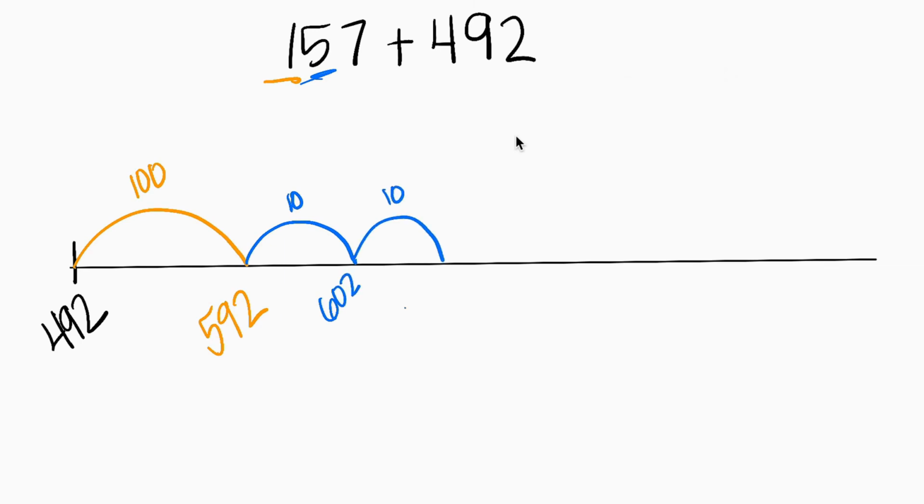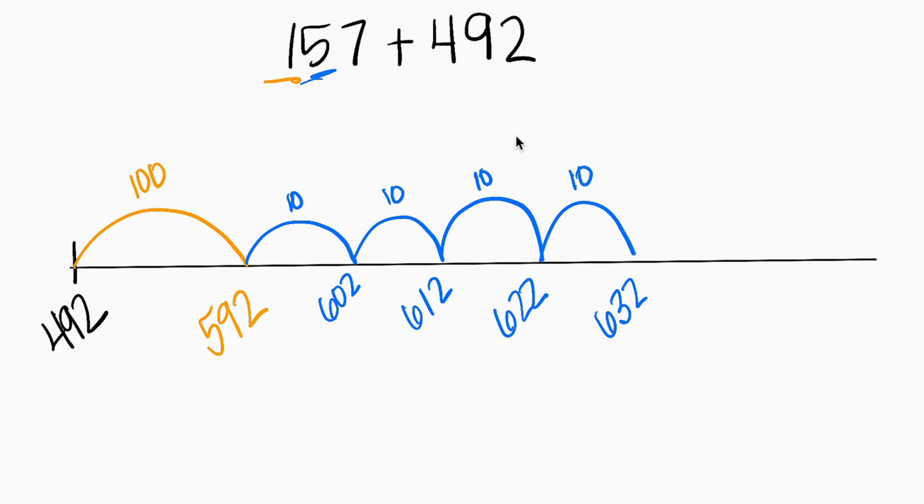2 tens would take me to 612. 3 tens would take me to 622. 4 tens would take me to 632. 5 tens would take me to 642. So I have my 5 tens, and I'm just going to look back and make sure I got all 5 because it's easy to make a mistake. Now we're going to look at the ones.